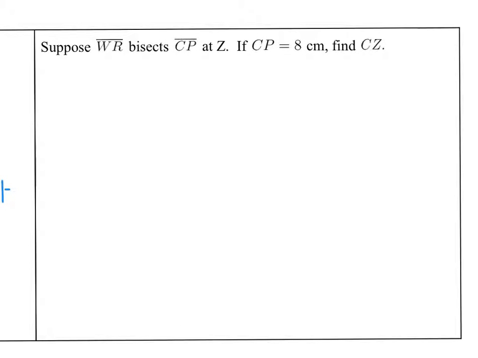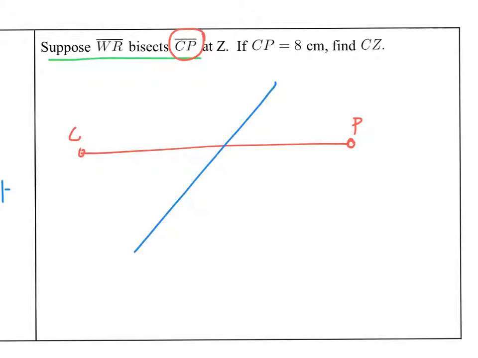All right, so let's draw the second one. So we've got WR, and it's bisecting CP. I'm going to draw this a little bit backwards. I'm going to draw CP first, because that's what's being bisected. And then I've got WR doing the bisecting. And it's bisecting this at Z.